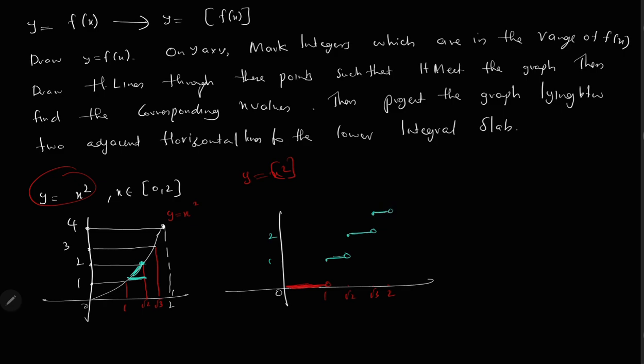At 2, what is the actual value? This is 3, 4. So this is the graph. Okay. This is the graph. Okay, clear? So next.